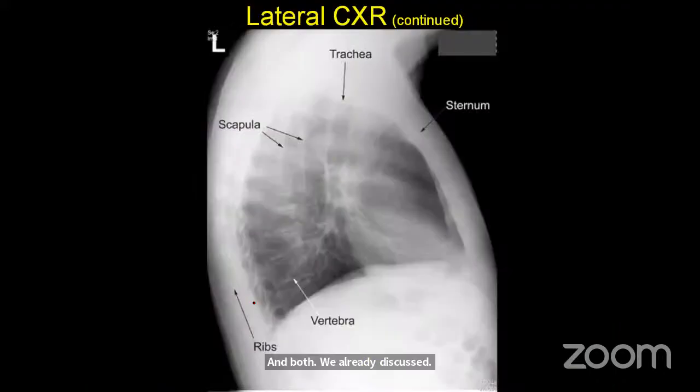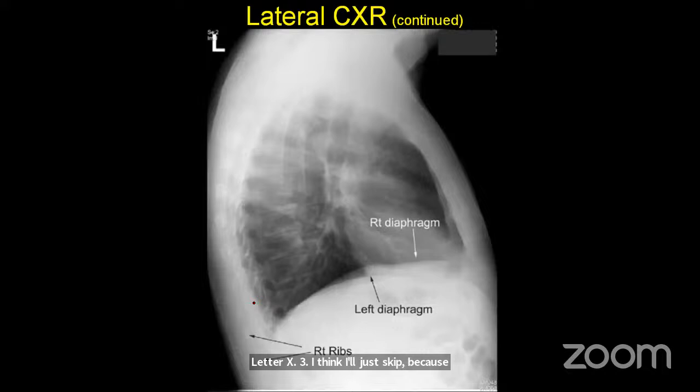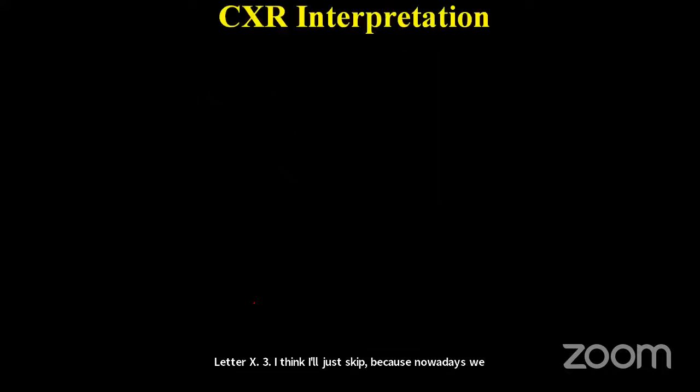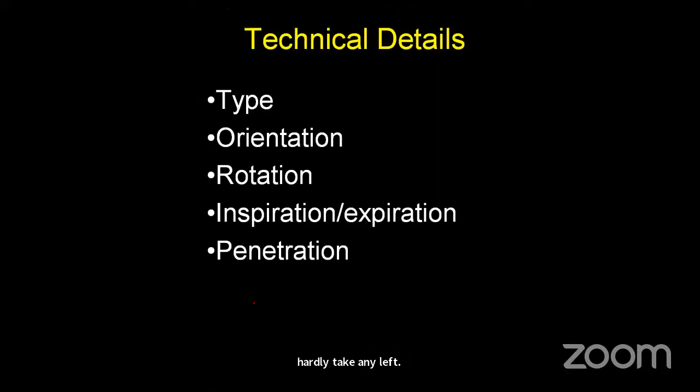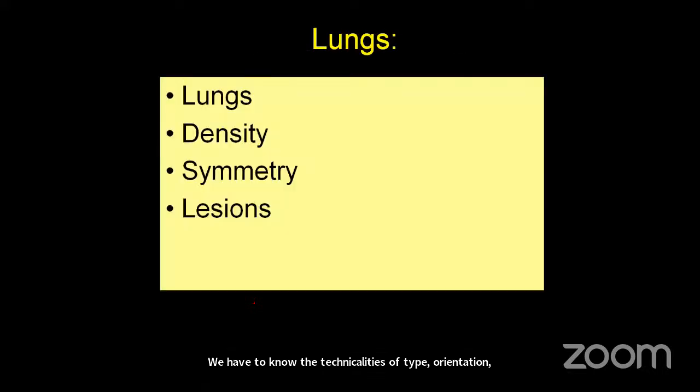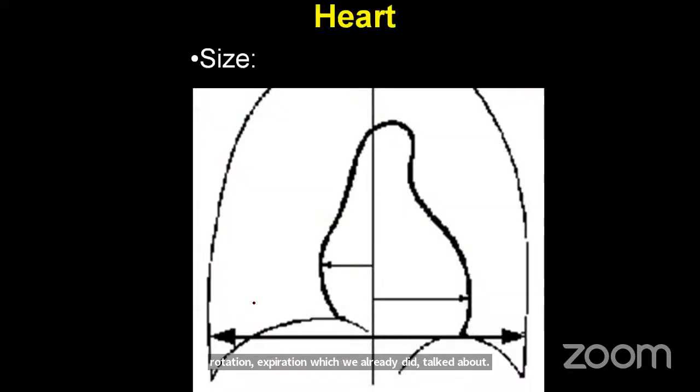Now coming to the soft tissue and the bones. We already talked about in the earlier part that we have to look for other shadows like breast and diaphragm, and bones we already discussed. Lateral X-ray, I think I'll just skip because nowadays we hardly take any lateral X-rays. Coming to the chest X-ray interpretation, we have to know the technical details of type, orientation, rotation, inspiration, expiration, penetration, which we already talked about. Densities, symmetry, lesions, we already talked.